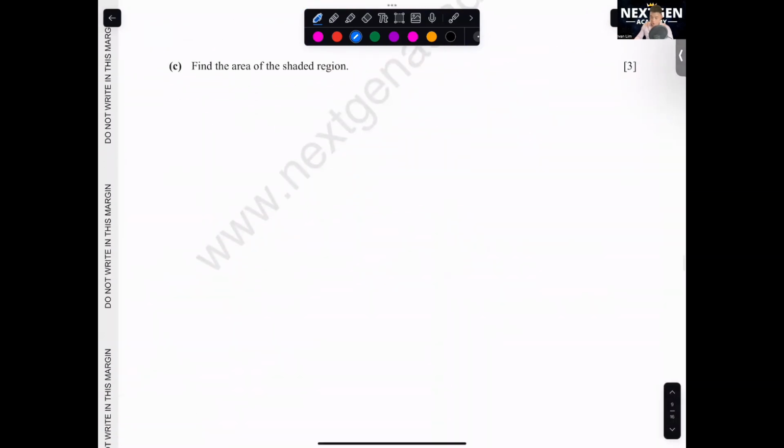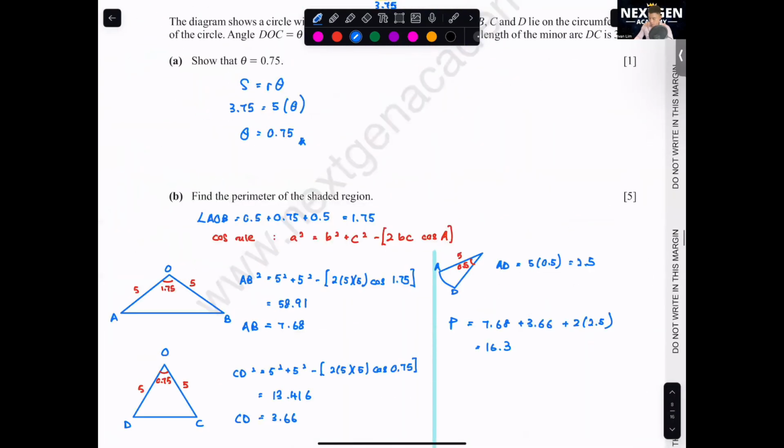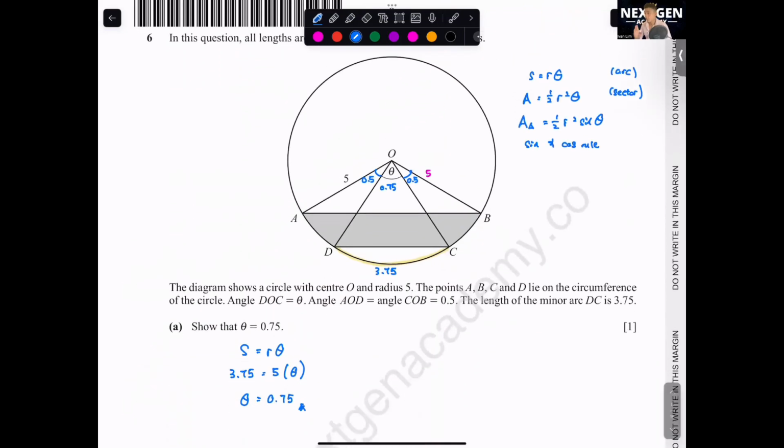Find the area of the shaded region. Okay, let's observe here. What is the shaded region? There are a few methods that you can do over here. According to the mark scheme, you can use 3 different methods. I'll only show you one of them, which I prefer to do. I think this will be the shortest one. Maybe you all type in the chat first. What method do you all use? What do you all use to find the area over here?